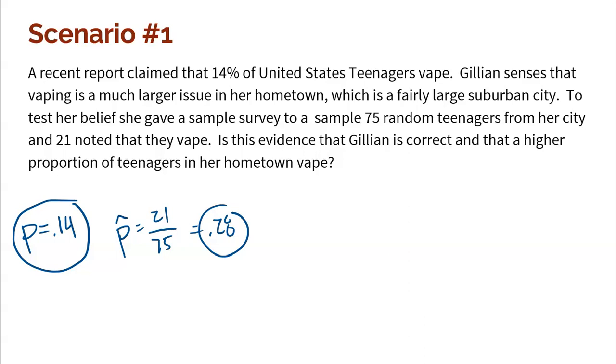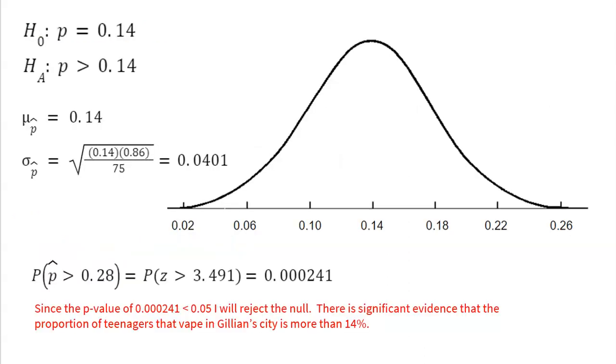All right, so let's just dive right in and look at the results here. So this is the statistical analysis of this. Our null hypothesis, of course, is that the truth is 14%. We're going to assume that what we read is true. And our alternative is that it's greater than 14%, the proportion of kids in her city that vape. Now, we built the sampling distribution. We found the mean. We found the standard deviation. The shape is, of course, normal. We checked all of our conditions.